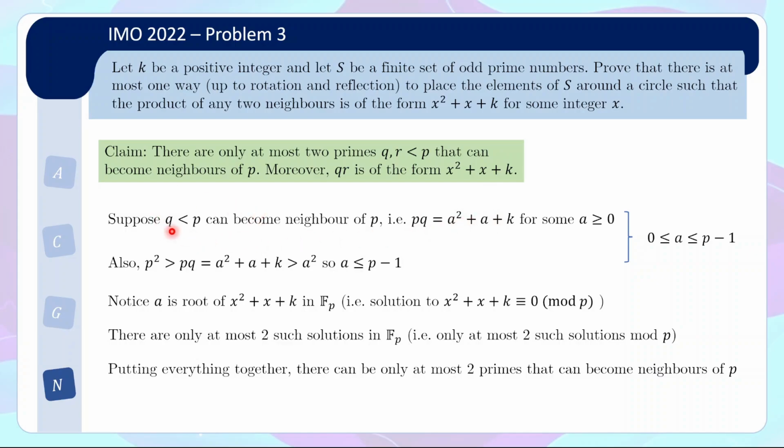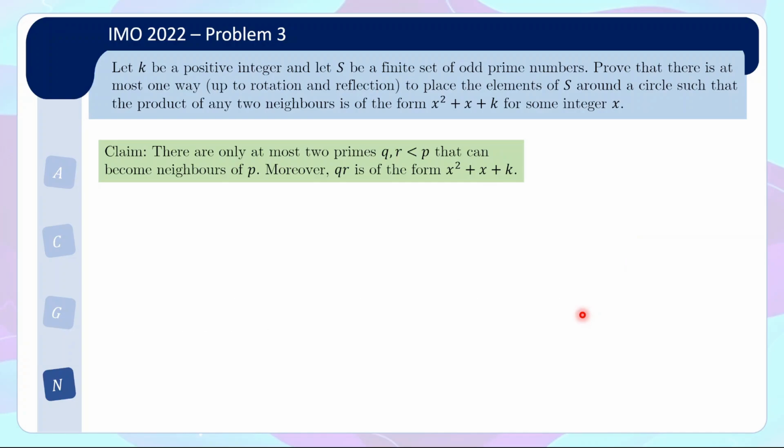So if you have 3 different values of Q that can become neighbors of P, then each of them must point to different values of A. So you have 3 different values of A, all of which lie between 0 and P minus 1, which will contradict the statement here that there are at most 2 solutions. So this is why there are only at most 2 primes that can become neighbors of P. So hopefully that is clear. We have proved the first statement.